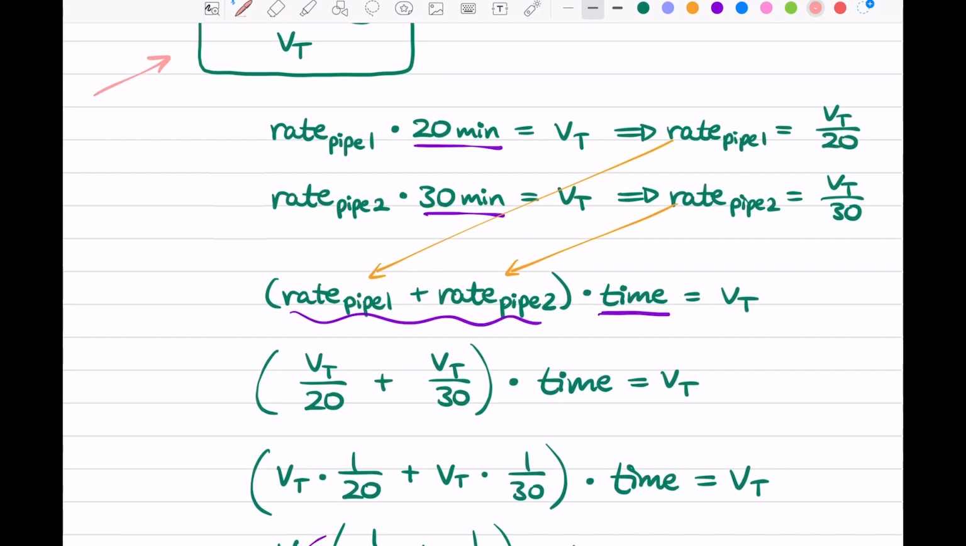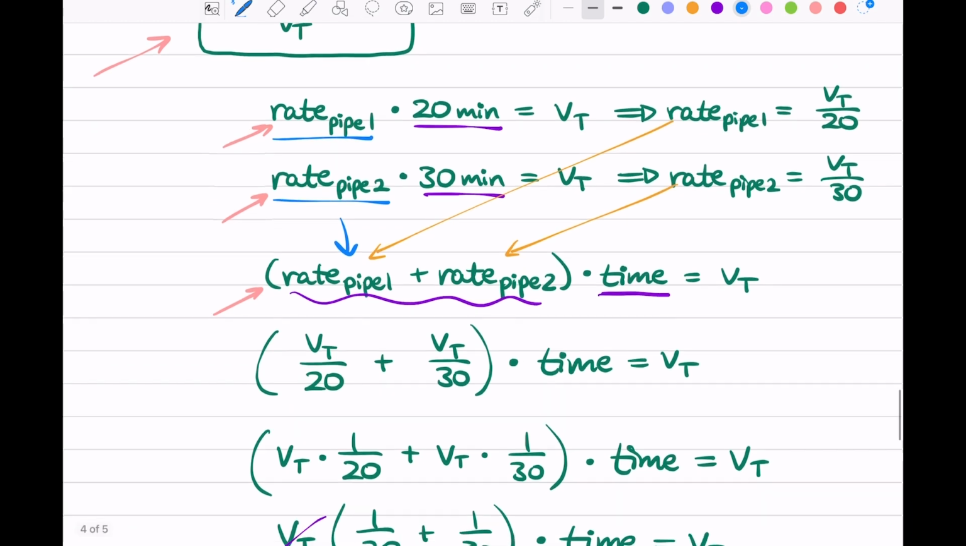They told us that pipe 1 could fill the tank in 20 minutes, so I wrote an equation about pipe 1. They told us pipe 2 could fill it in 30 minutes, so I wrote an equation about pipe 2. Then the question was talking about putting the pipes together, so I wrote an equation there. And getting this all on paper helps to find the connections. I noticed that the rate of pipe 1 and the rate of pipe 2 were both in the third equation. So that's why I solved for each of them and plugged them in. And from there, it was pretty quick to get to the end.